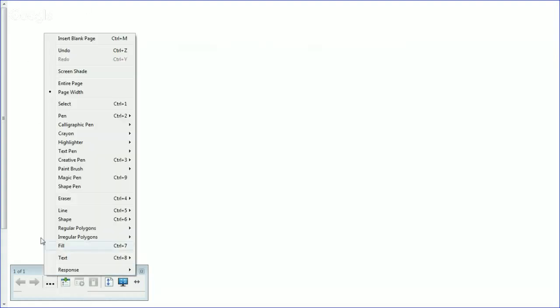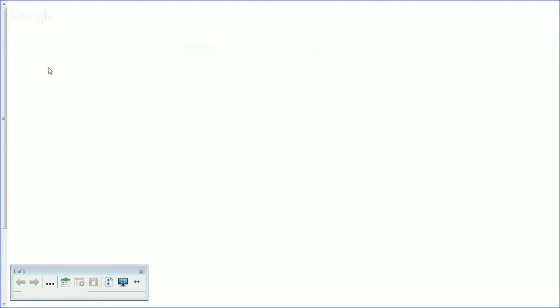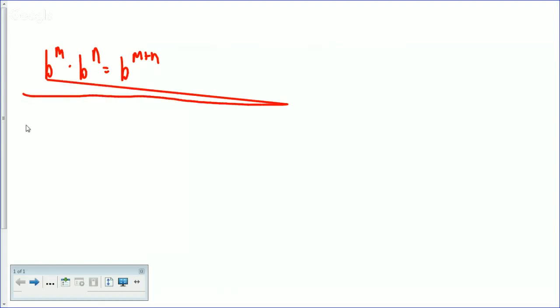So you had many properties of exponents, such properties as b^m times b^n equals b^(m+n). Now remember that exponents and logarithms are very much related. So let's just start a list of some properties.